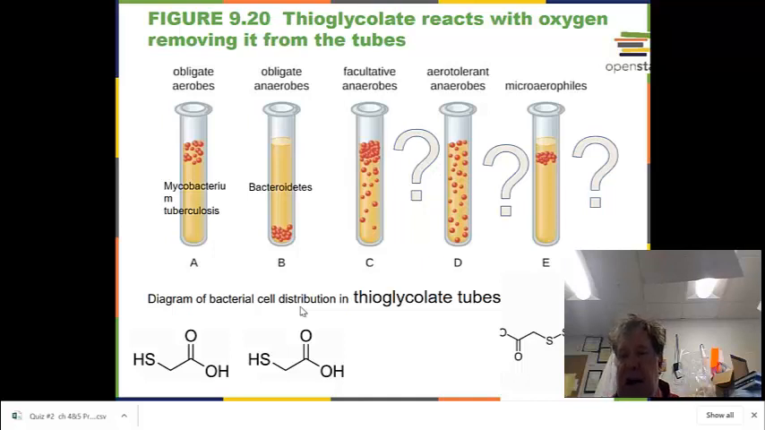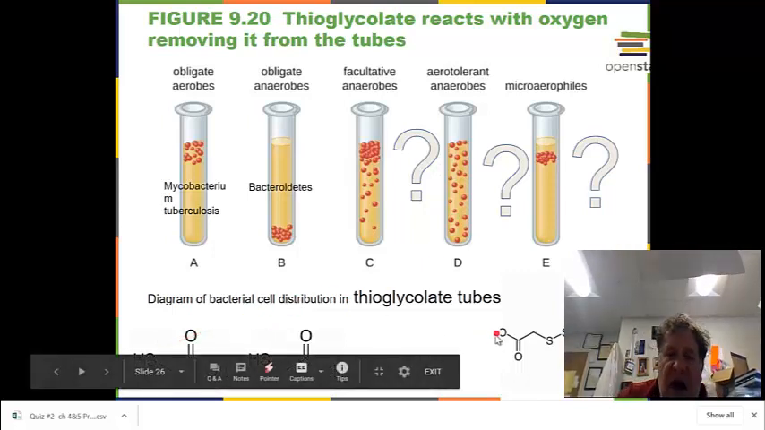And so we talked about bacteria not being able to grow under a number of conditions, but in this one here it is. So can we see that? Yes, we can. We actually use thioglycolate. Thioglycolate on the left-hand side is the non-oxidized form.